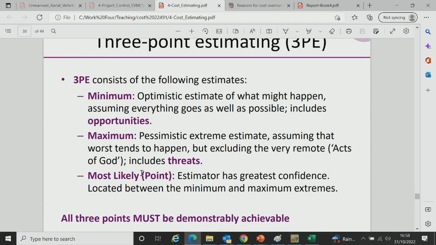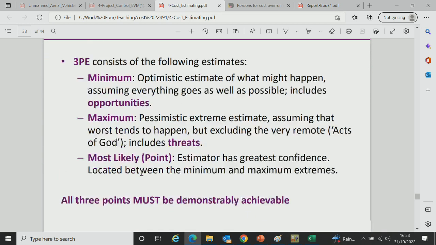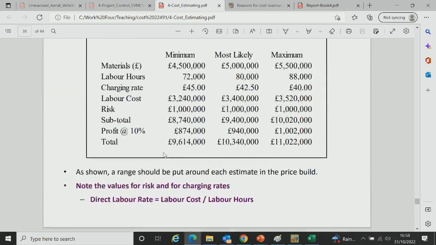I remember my explanation of 3-point estimating in the tutorial, where we start to say, okay, it couldn't possibly be higher than this. It couldn't, in all probability, be lower than this. To set the range, like so.